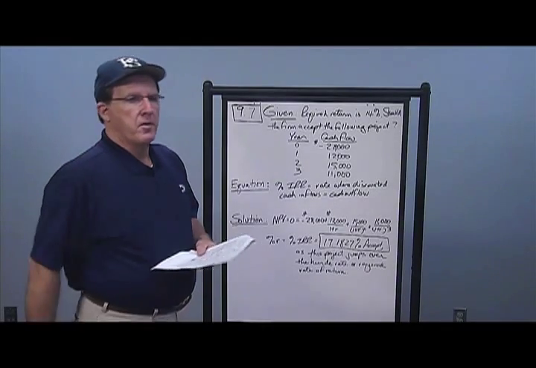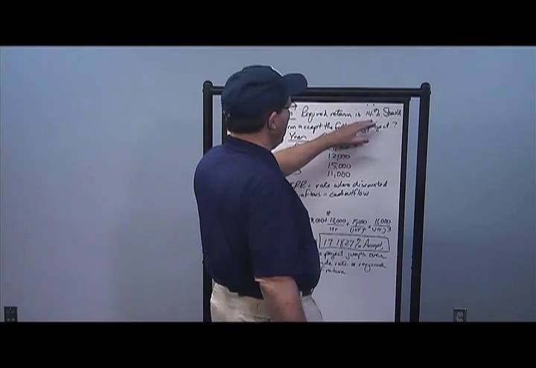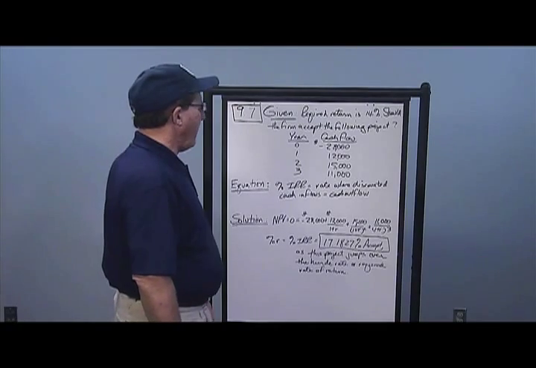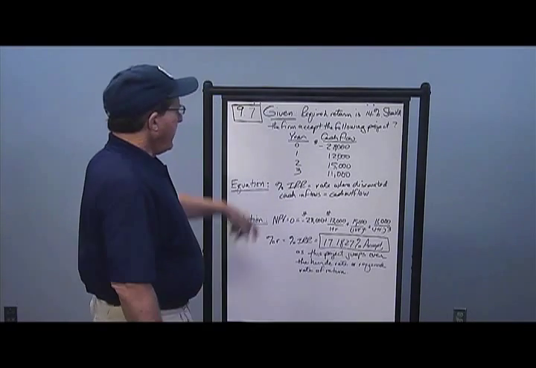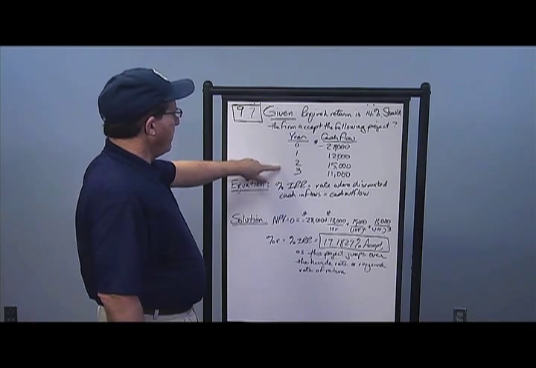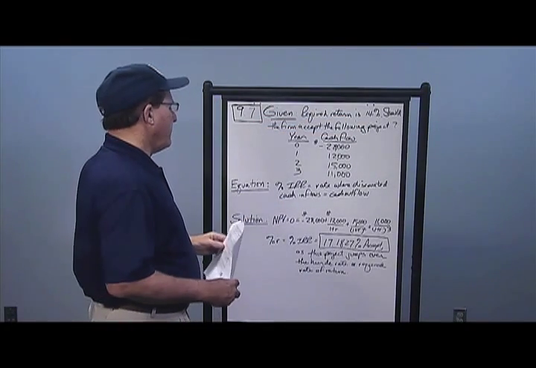And problem 9.7, the required return of this company is 14%. That's their hurdle rate. Should the firm accept the following project under the IRR decision rule? And the IRR decision rule is if this project's cash flows and required internal rate of return, IRR, jumps over the required rate of return or hurdle rate, then we accept.